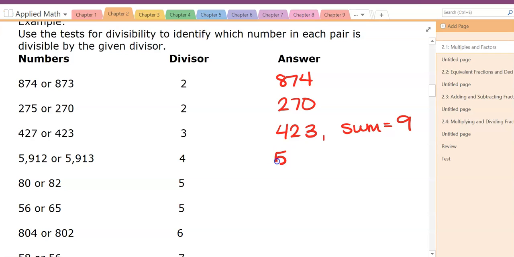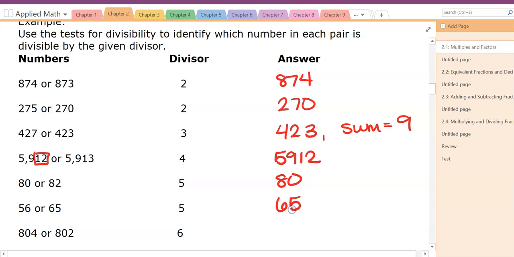What told you that? Good. The last two digits is 12, and we know that 4 can go into 12. Okay, next one you should have said 80, because that last digit's a 0. And then the next one's 65, because that last digit's a 5.